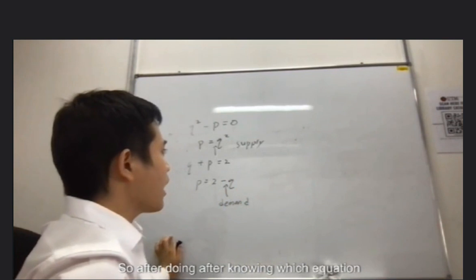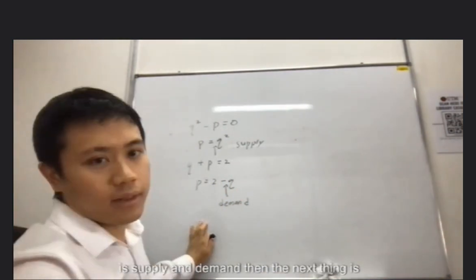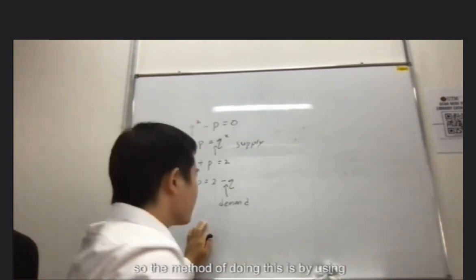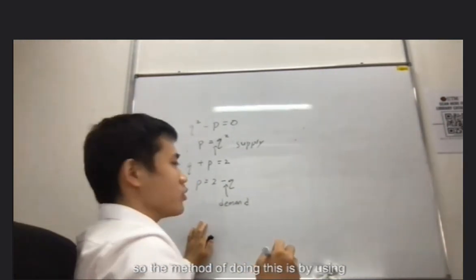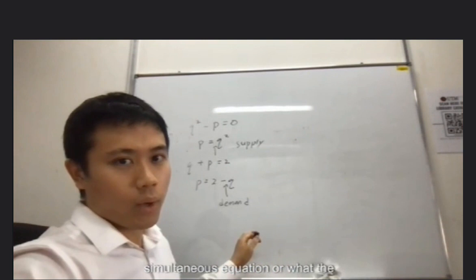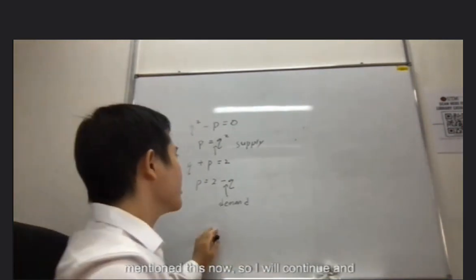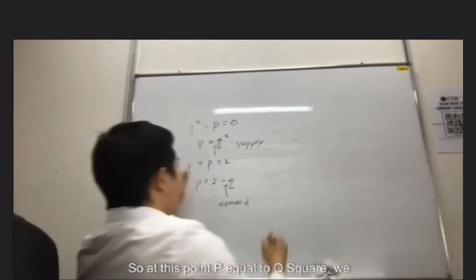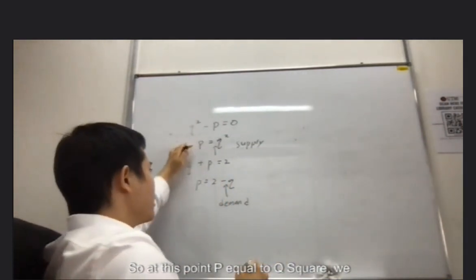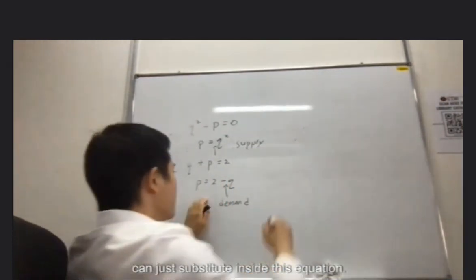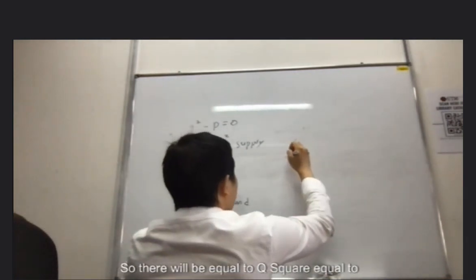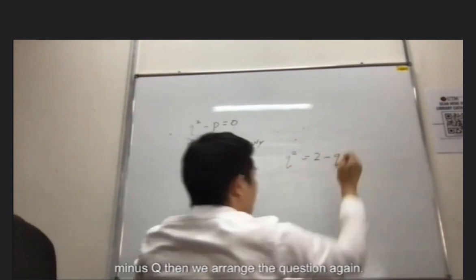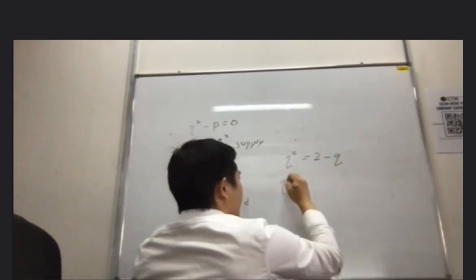After knowing which equation is supply and demand, the next thing is to find the market equilibrium point. The method is using simultaneous equations, or the elimination method which Steven mentioned. At this point, p equals q squared, so we can substitute it into this equation. That gives q squared equals 2 minus q. Then we arrange the equation again.